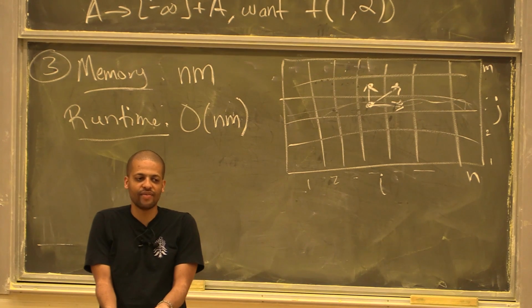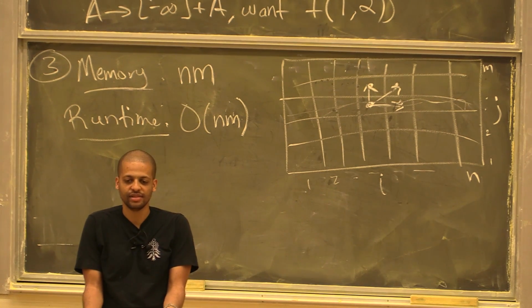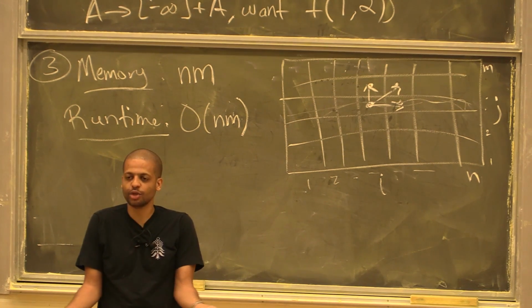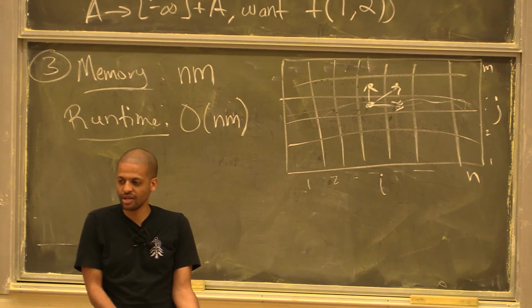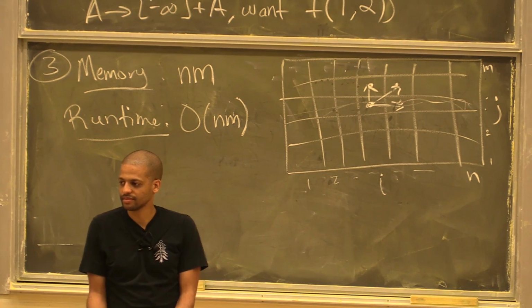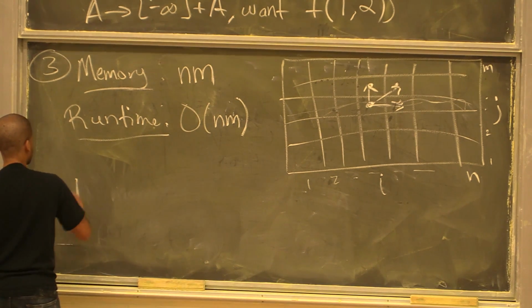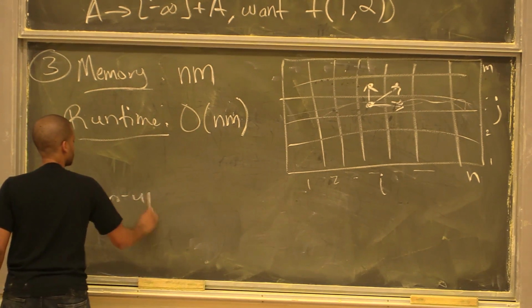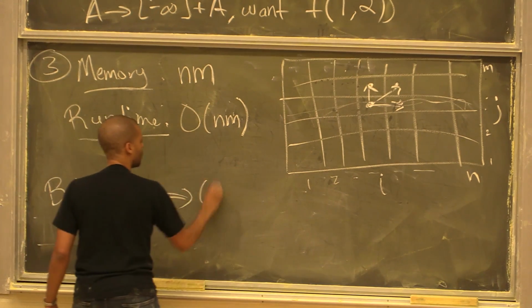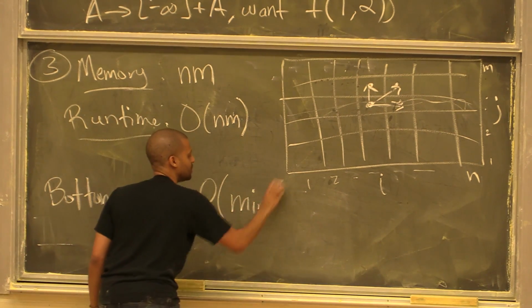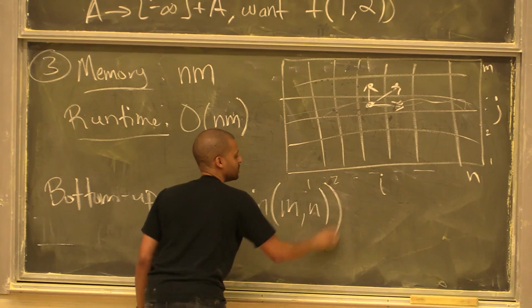So you have the input. You have s and t. You know what m and n are. So if m is smaller, you'll choose to go row by row. If n is smaller, you'll choose to go column by column. So with bottom-up DP, you can get O of min of m and n memory.